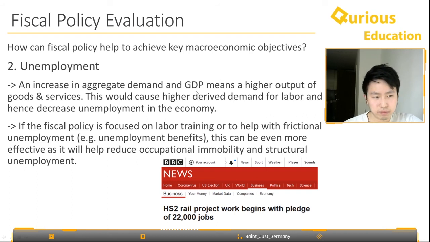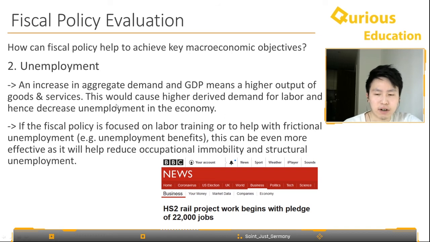Unemployment, so we've talked about HS2, so we can see fiscal policy can be effective in tackling unemployment in the short run. And that's because when we increase the level of demand in the economy, the firms need to hire more workers in order to produce those goods and services that we want. Therefore, we would be able to create more jobs in the economy, basically.